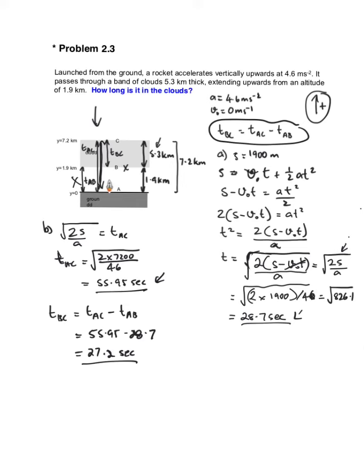There is another way, where you find the velocity at the base of the clouds using one equation of motion and then use that with another equation of motion to find the time. You should still get the same answer, so you could check that just to make sure.